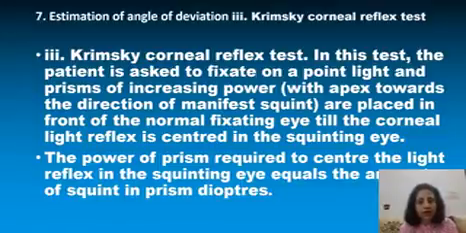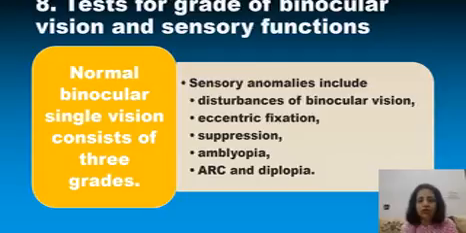Krimsky's corneal reflex test. In this, the patient is asked to fixate on a point light, and prisms of increasing power, with the apex in the direction of the manifest squint, are placed in front of the normal fixating eye till the corneal reflex gets centered. The power of the prism required to center the light reflex in the squinting eye equals the amount of squint in prism diopters.